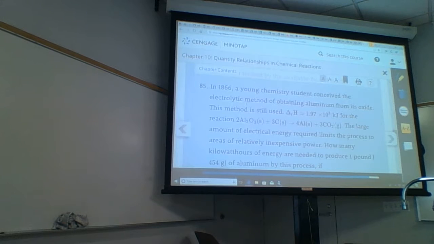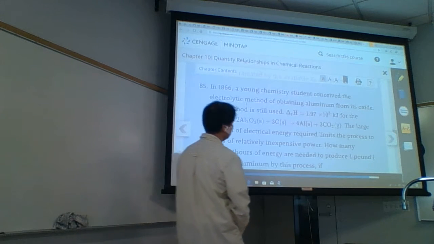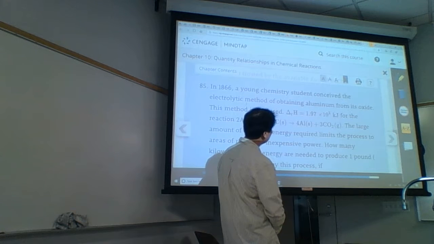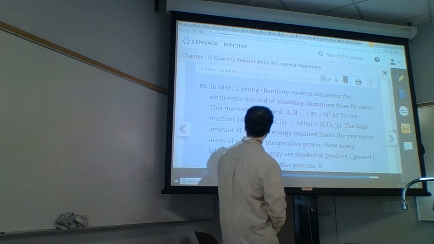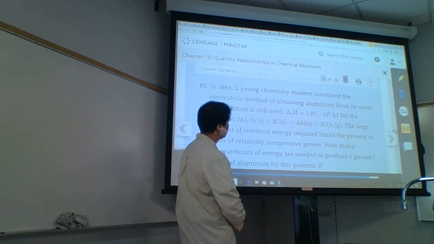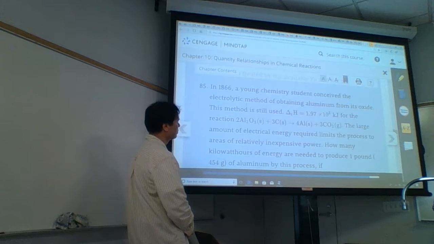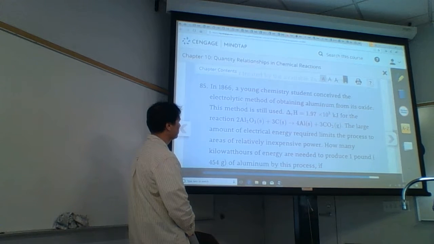In 1866, a young chemistry student conceived the electrolytic method of obtaining aluminum from its oxide. This method is still used. Delta H for this reaction is 1.97 times 10 to the third kilojoules for the reaction here: 2 aluminum oxides plus 3 carbons yields 4 aluminums plus 3 CO2s. The large amount of electrical energy required limits the process to areas of relatively inexpensive power. How many kilowatt hours of energy are needed to produce 1 pound of aluminum by this process?